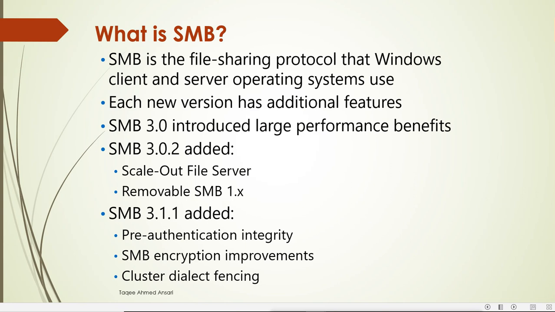Then SMB 3.1.2 added pre-authentication integrity, SMB encryption improvements, and cluster dialect fencing also. It is related to the security for the share. Now pre-authentication integrity means before authentication it will check the integrity of the client. SMB encryption is also improved in this version, and cluster dialect fencing is also available. It is available for clustering. When we configure the cluster, it will do the dialect fencing for the data also.